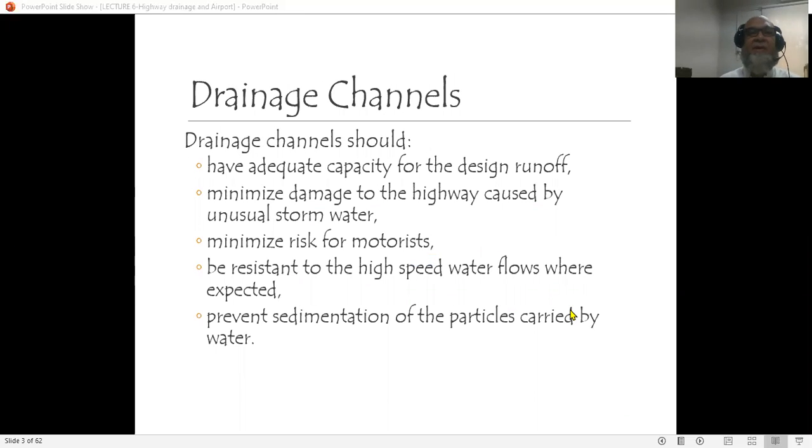So what are the requirements of drainage channels? Drainage channels should have an adequate capacity for the design runoff, minimize damage to the highway caused by unusual stormwater, and minimize risk for motorists so they don't fall over because of some inadequate structure design. They should be resistant to the high speed water flows where expected, and prevent sedimentation of the particles carried by water.